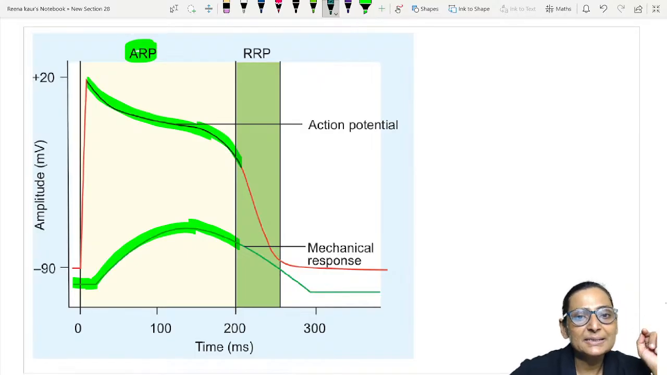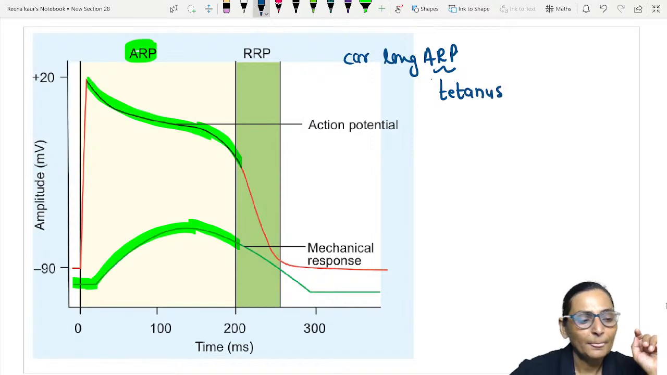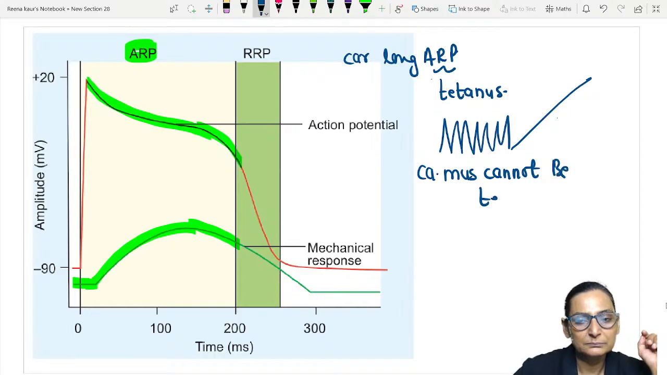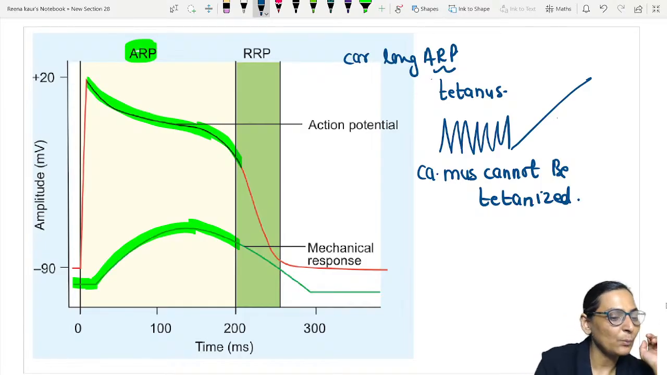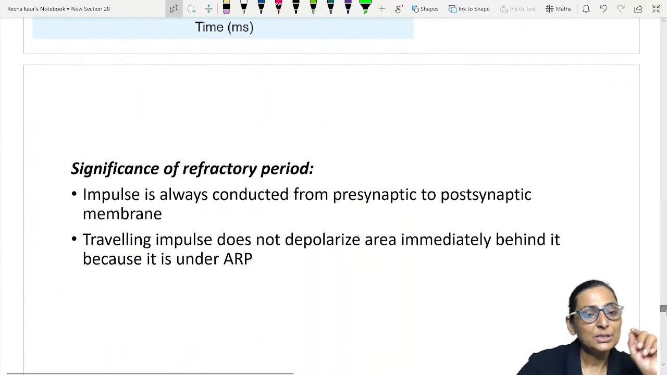So iska significance hai ki because the cardiac muscles have got a very long absolute refractory period, they never respond to the second stimulus, and because of this they do not show tetanus. What is tetanus? Fusion of contractions. The cardiac muscles cannot be tetanized, and therefore they do not undergo fatigue. This question is asked in the Viva experimental lab में, right? So what is the significance?